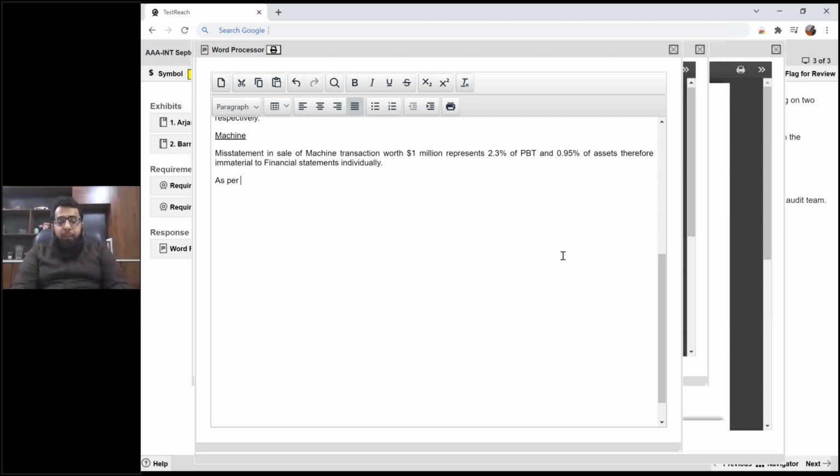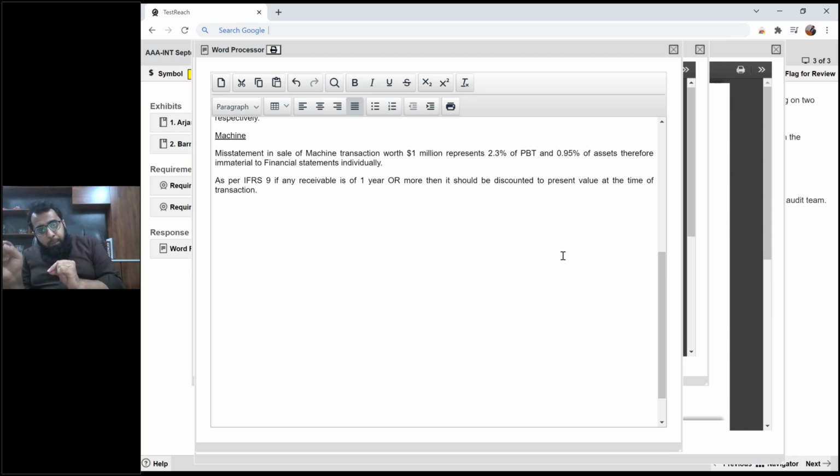As per IFRS 9, if any receivable is of 1 year or more, then it should be discounted to present value at the time of transaction. Okay, we should discount it to present value. Now what we do is, if the receivable is of $10 million, we will discount it to the present value at the start, and then after 1 year we will unwind the discount. We will multiply the interest rate with the receivable, and we will unwind the discount. We will post entry receivable debit and interest income credit. I hope that you people have an idea of IFRS 9.